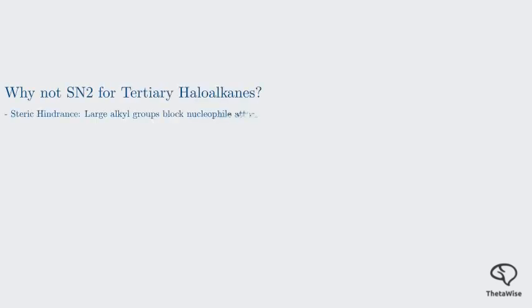Now, why don't tertiary haloalkanes undergo SN2? The large alkyl groups surrounding the C delta+ atom in a tertiary haloalkane create what we call steric hindrance.